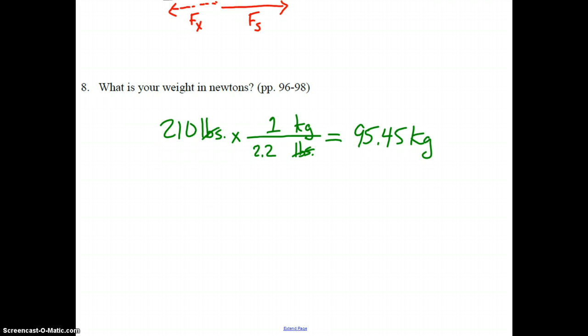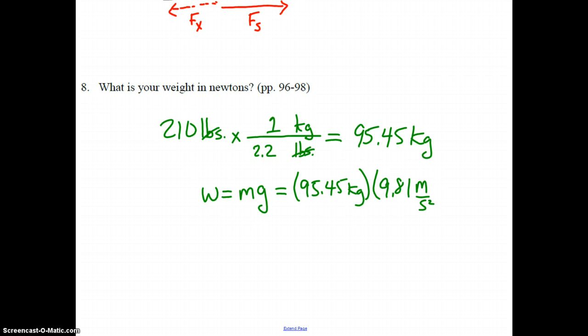Now, to figure out your weight in newtons, you simply do a W equals mg calculation. You substitute your mass in kilograms, mine's 95.45, times the acceleration due to gravity, 9.81 meters per second squared. And we get our weight by doing that calculation in newtons. Go ahead and calculate yours. Mine is 936 newtons. So that is my weight in newtons. Much, much greater, of course, number than our weight in pounds.